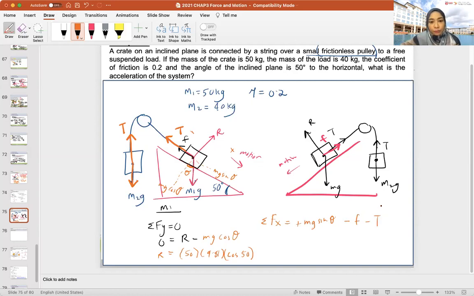Okay, F kita tahu mu R. Let's try to write that somewhere. Mu R. Comelnya menyanyi. It's Molly. Hi Molly. So 0.2 and R, whatever that is. Kejap.